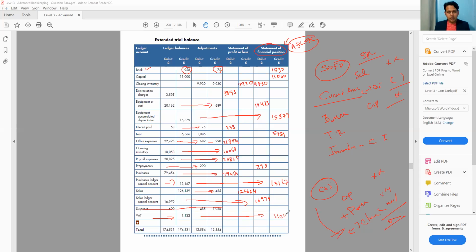Once you have all of these figures, all you need to do is add them to the credit side of the statement of profit and loss account. We have only two: closing inventory and sales. Can we add these two to find out whether it is a profit or loss? All you need to identify is this: if my credit side is higher than the debit side, then it will be a profit. If my debit side is higher than the credit side, then it will be a loss. So you need to identify which side is higher.